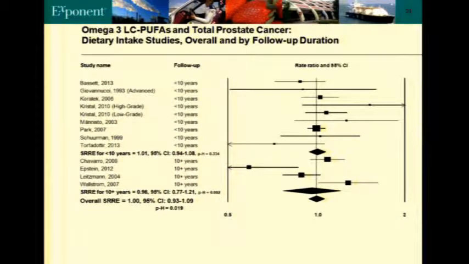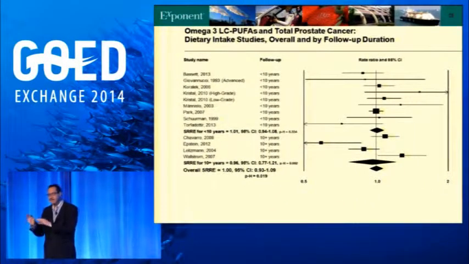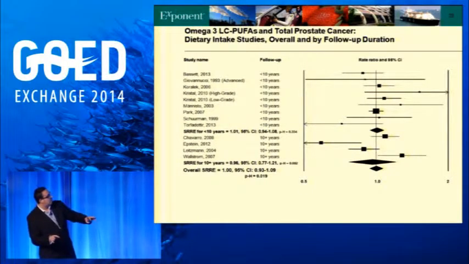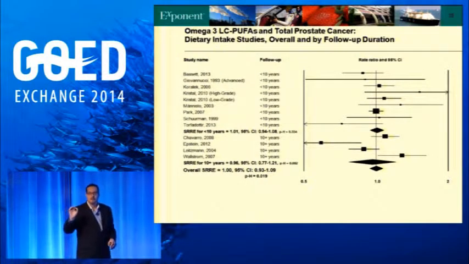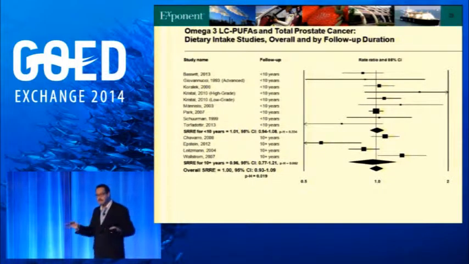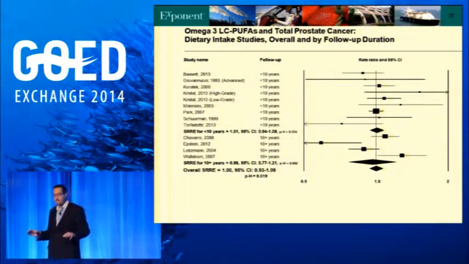So I don't have time. This is under review right now, so I can't share too much. But overall, for the dietary intake studies, at the bottom, the summary relative risk estimate is 1.0. Null value. No increased risk, no decreased risk. Nothing at all is going on.